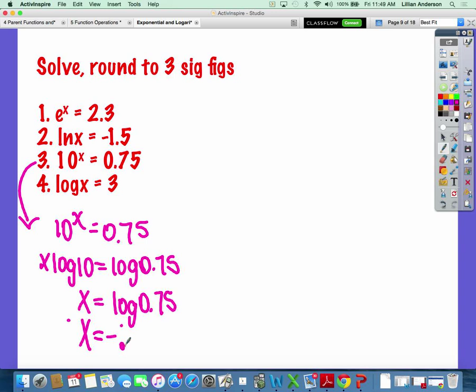What is it to 3 significant figures? Negative 0.125. Yes. You start with your first non-zero number. So there's your answer for number 3. Would they mark off if you put negative 0.1 to the 5? Normally that's what I would do, but I'll put a dot. So, number 4.